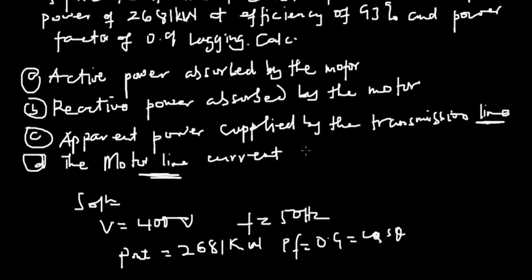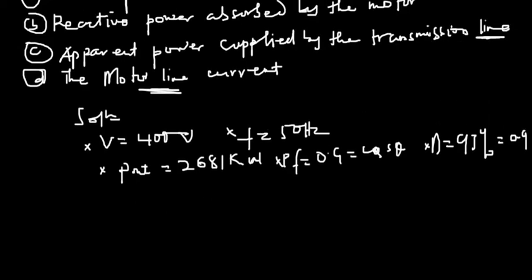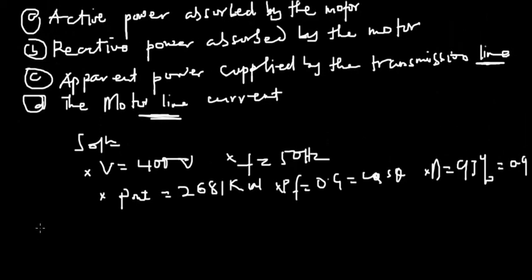Cos theta, okay, and then we have what? Efficiency of 93%, that's equal to 0.93. So now let's proceed. We have these parameters. So we have to calculate what? Active power, the active power absorbed by the motor.